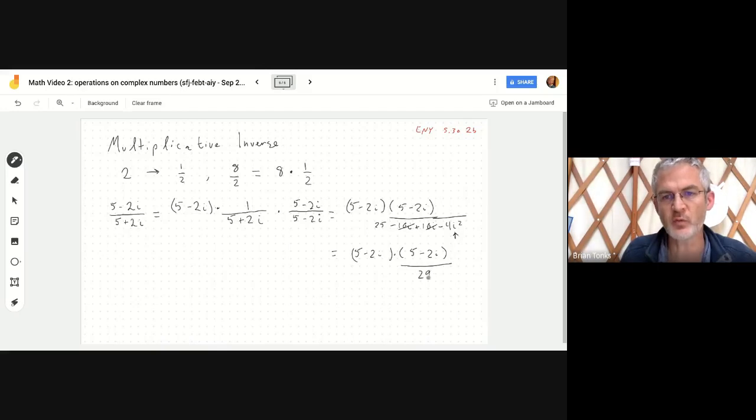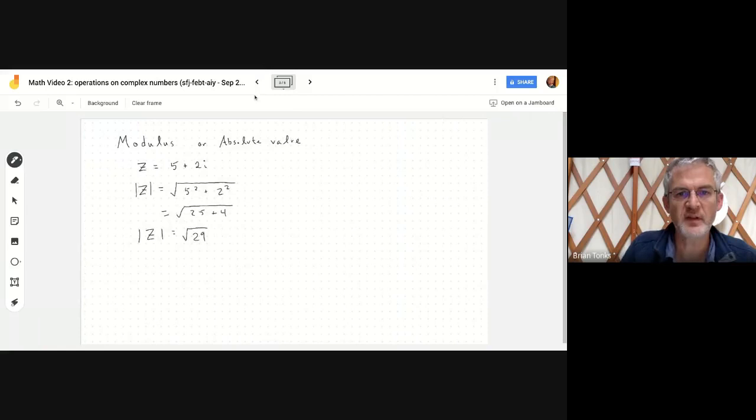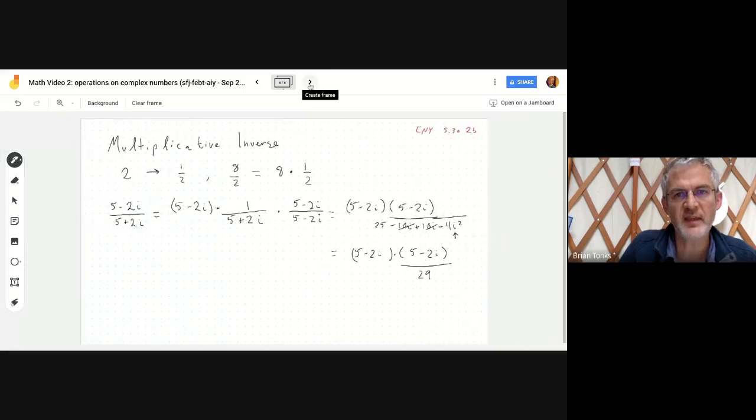Hopefully that number looks really familiar. When we went back here and we found the modulus, it was the square root of 29. So what we're doing right here, when we find the complex conjugate and then multiply it, is we end up with the modulus squared. Taking away the square root is the same as squaring something. So we have then 5 minus 2i times 5 minus 2i over 29.